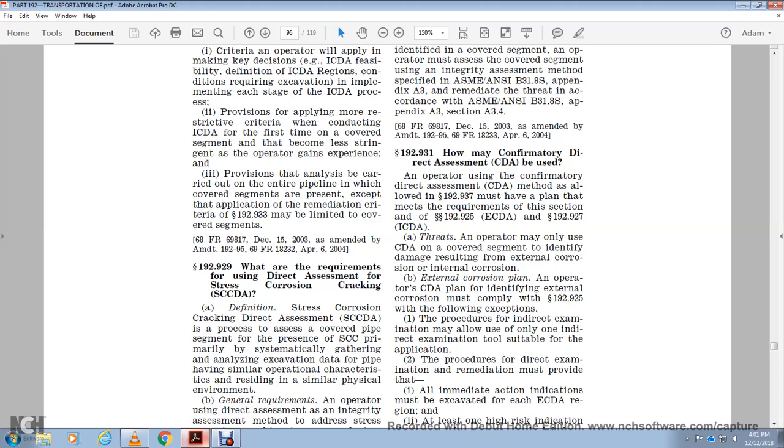Conformity direct assessment can be used. The operator uses the conformity direct assessment method that allows under 192.930; it must have a plan that meets the requirements of section 192.925.